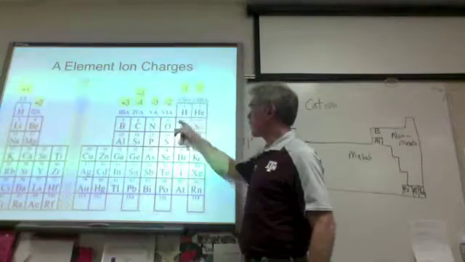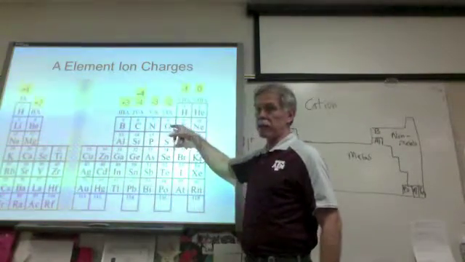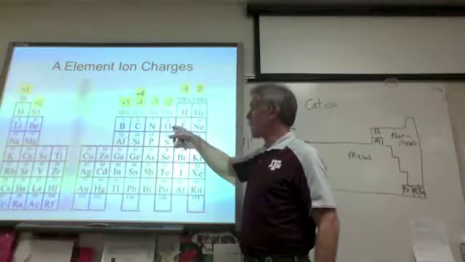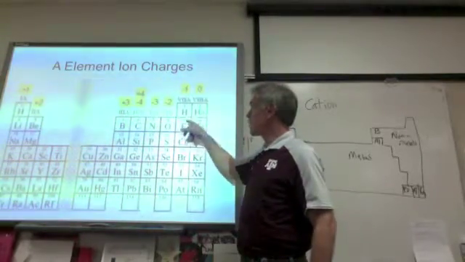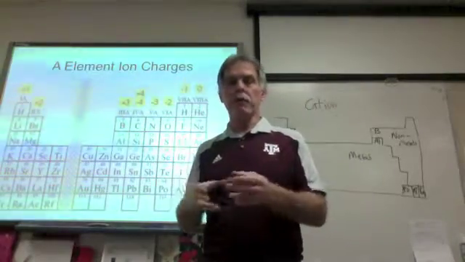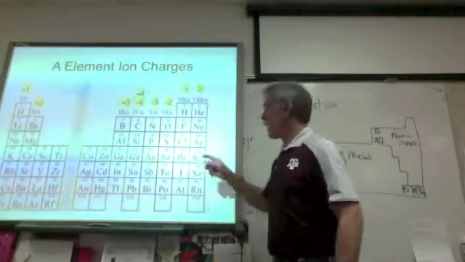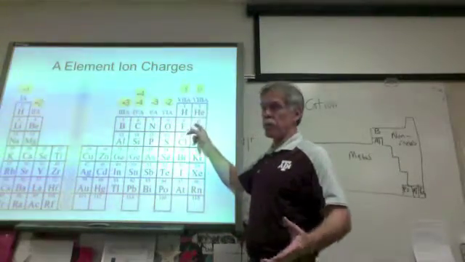8 is closest to 10. So it's going to gain 2 to become like 10. Now, that means it's still oxygen because it still has the 8 protons, but it gains 2 electrons, so it's got 2 more electrons than protons, and it's minus 2. It's the balance of pluses and minuses that decides. And if you gain 2 electrons, you're going to be minus 2.